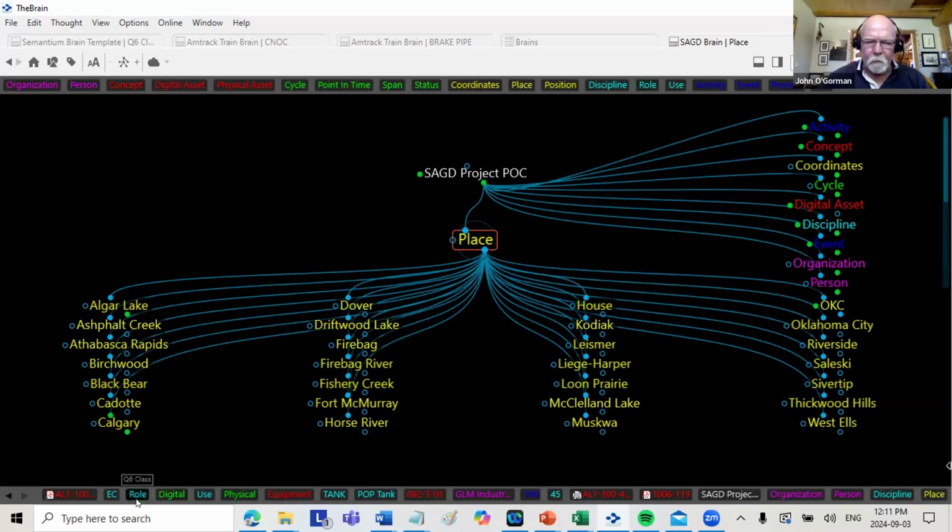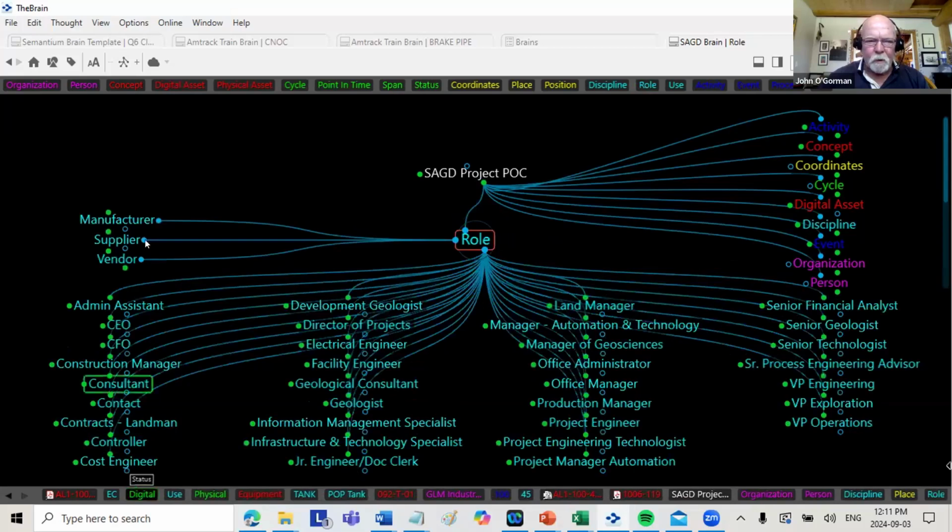We also have roles. So we have roles that are outside roles, for example, manufacturers, suppliers, and vendors. These are all roles. And then in this listing we have everything from consultants to contact, which shouldn't be a role. Anyway, geologist, office manager, VP engineering, etc. All these ones with the green are clickable, and I'll show you that in a minute.